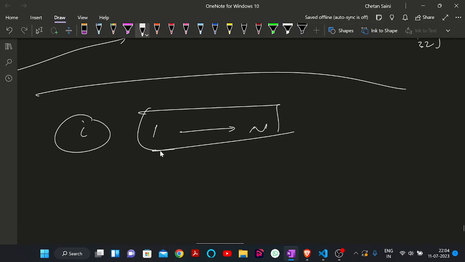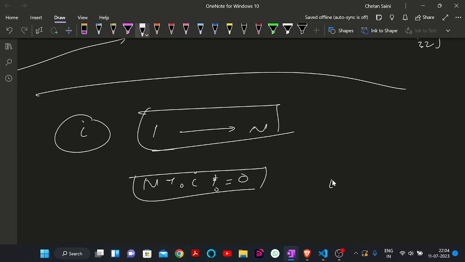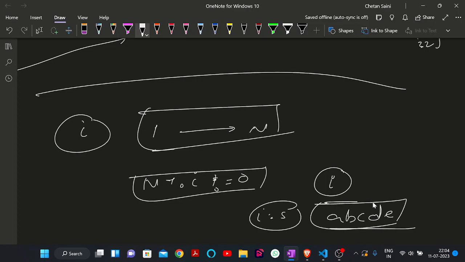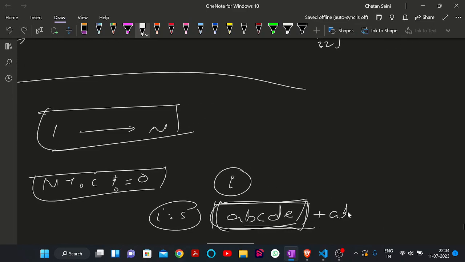check the first number which is not dividing n, which means check the first i for which n modulo i is not equal to 0. Then make a string of i characters, and all the i characters should be distinct. Like if i is 5, then we can make A, B, C, D, E. And just using these 5 characters and this same pattern, adding the same string again and again, make a string of size n.